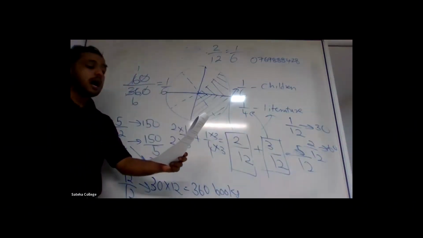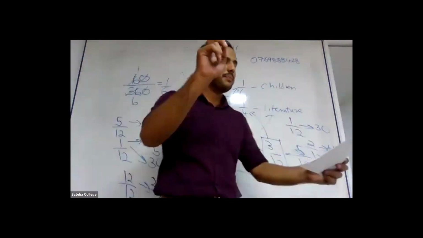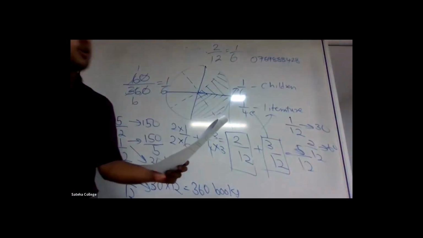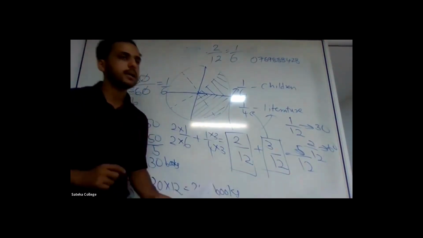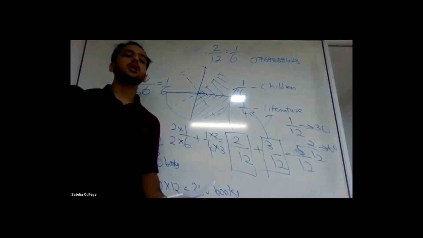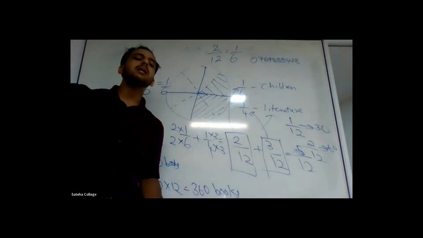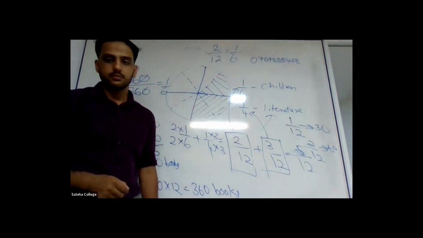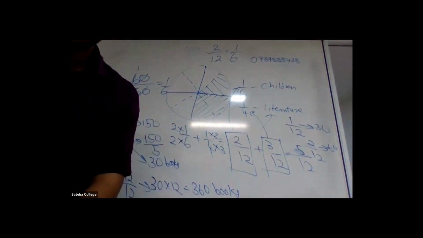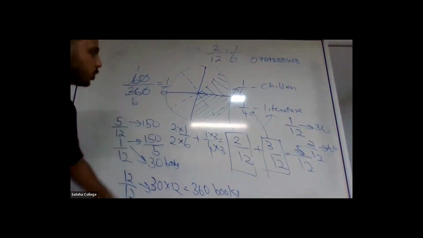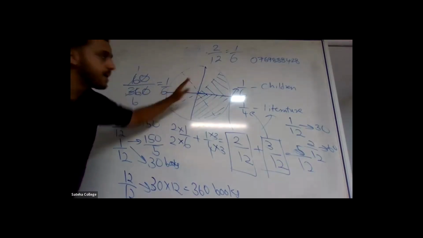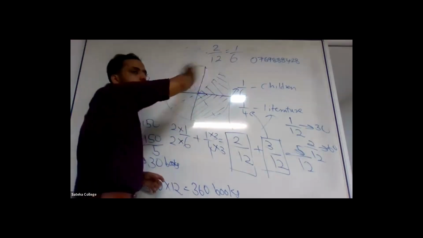See here. After giving to the neighbor, Ananda sold 3 over 5 of the remaining books. Okay, now my question is that 3 over 5 from the total number of books or the remaining number of books? Remaining number, right? Remember that 3 over 5 is not from the total. This is the total number of books. This 3 over 5 is not from the total.